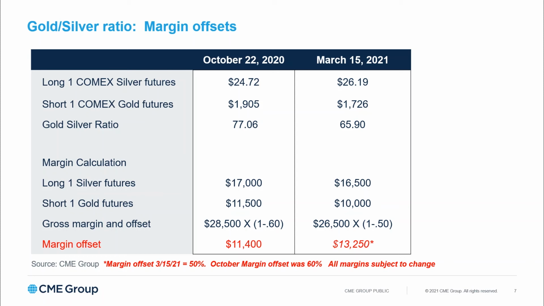But the margin offset has gone down too, from a 60% haircut to 50%. So it's a little bit different, and as a result, you don't get as much of a discount. The margin discount and margin offset are used interchangeably. It used to be 11,400 in October, but because now you only get a 50% discount, it's 13,250. So you can do that spread.